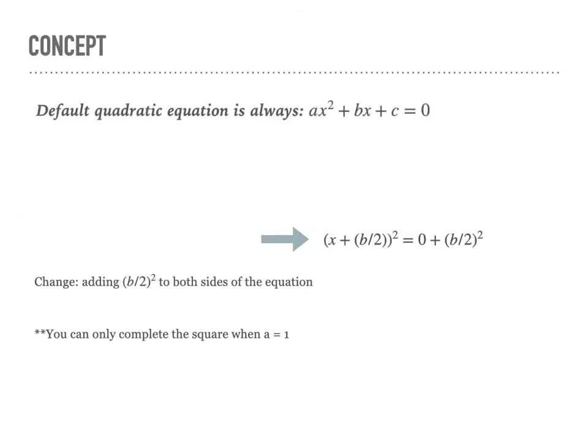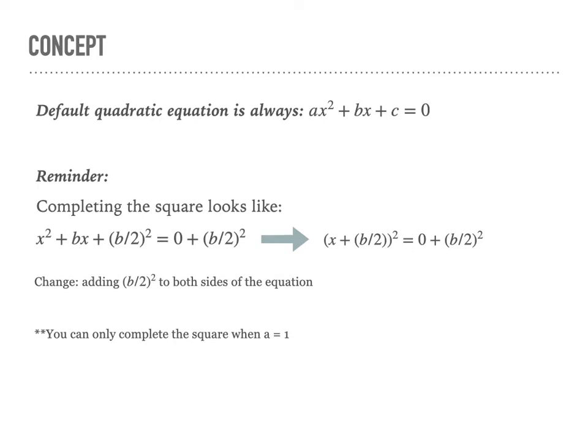Now let's start off with a concept. Remember, the default quadratic equation is always ax squared plus bx plus c equals 0. We don't tend to say that it equals 0 because that's the default. And a quick reminder is completing the square looks like x squared plus bx plus (b divided by 2) squared equals 0 plus (b divided by 2) squared, which ultimately becomes a perfect binomial form, which is (x plus b divided by 2) squared.